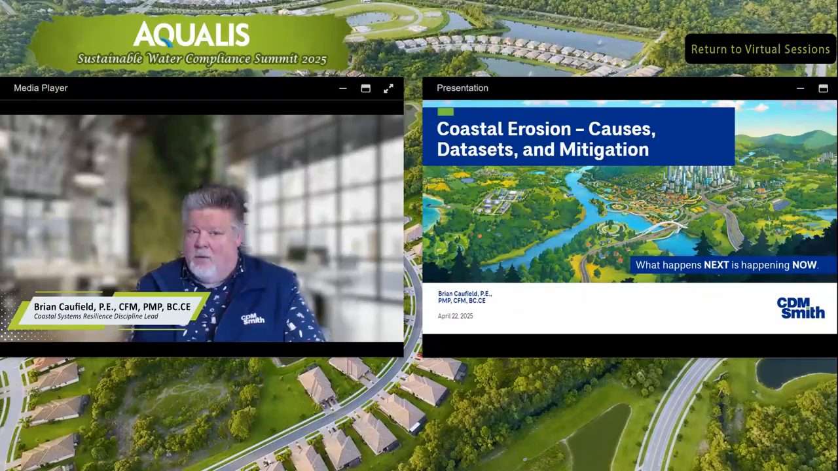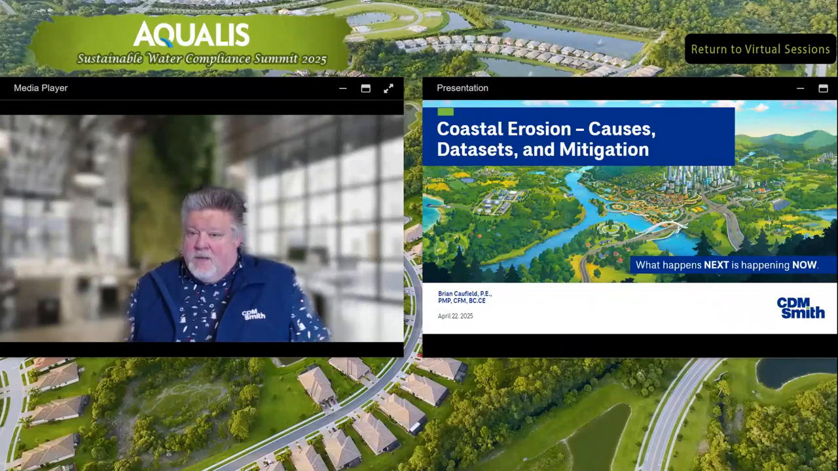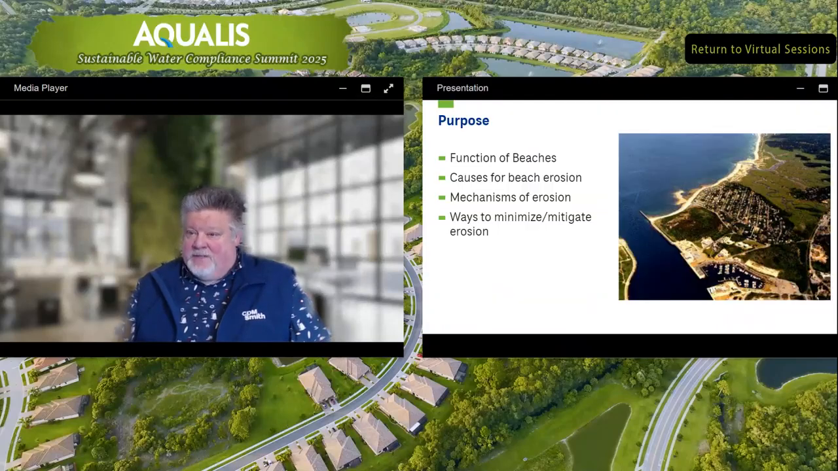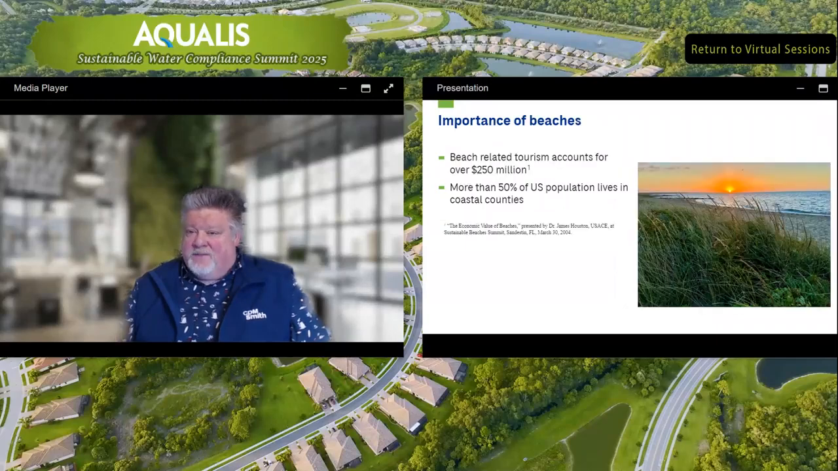We tend to be water resources engineers that have additional specialization related to understanding coastal hydrodynamics and sediment transport, and we also dabble in understanding of atmospherics, because we need to understand the storms that drive what's happening in the nearshore zone. So I'm going to be talking about beaches, the causes for erosion, and some of the mechanisms of erosion. We'll talk about where some of those data sets for coastal erosion exist, and then ways to minimize and mitigate erosion.